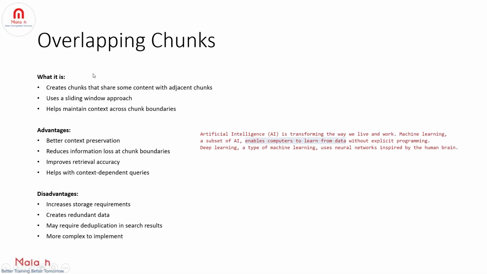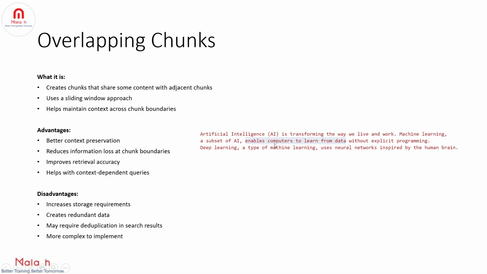And the next chunking method is overlapping chunks. So overlapping chunks creates chunks that share some content with adjacent chunks. For example, let's consider this is our input document text. Let's say you are trying to chunk till data, right? And then again you are trying to overlap from enables till data in the next chunk, right? So that is overlapping chunking, right?